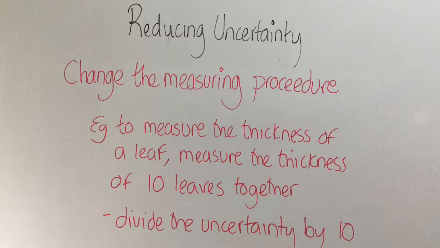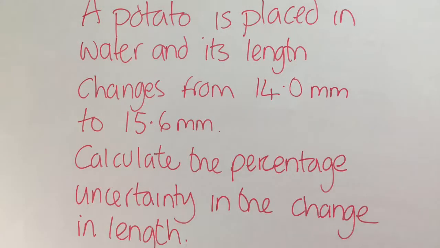Another way of reducing uncertainty is to change the measuring procedure. For example, if you needed to measure the thickness of a leaf, by measuring the thickness of 10 leaves together, you'd calculate your uncertainty, but then you're able to divide your uncertainty by 10. So how might this appear in an exam question?